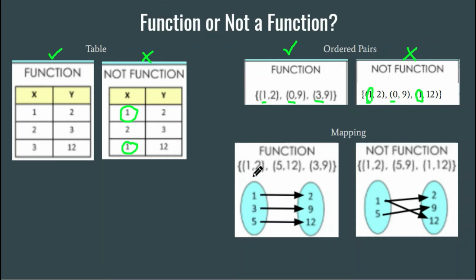On mapping, the X values are always on the left, and the Y values are always on the right. We want all of our X's to only have one arrow coming from it. So 1 only has one arrow, 3 only has one arrow, 5 only has one arrow. So this is a function. The one on the right here, I see this 1 has 2 arrows coming from it. It's got an arrow going to 2, and it also has an arrow going to 12. This is not a function.